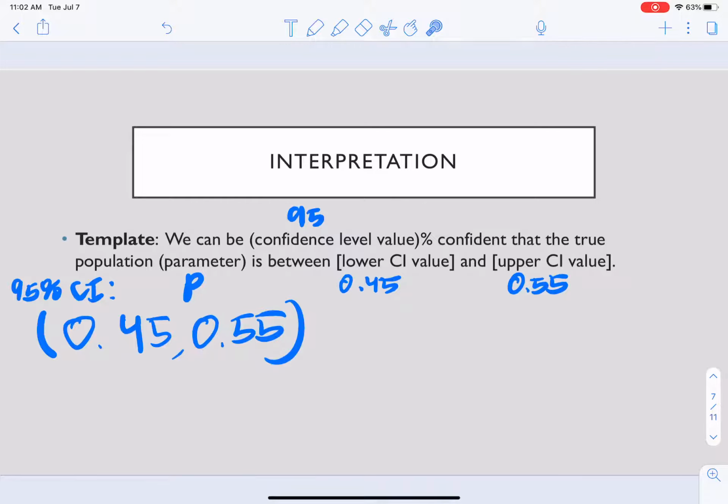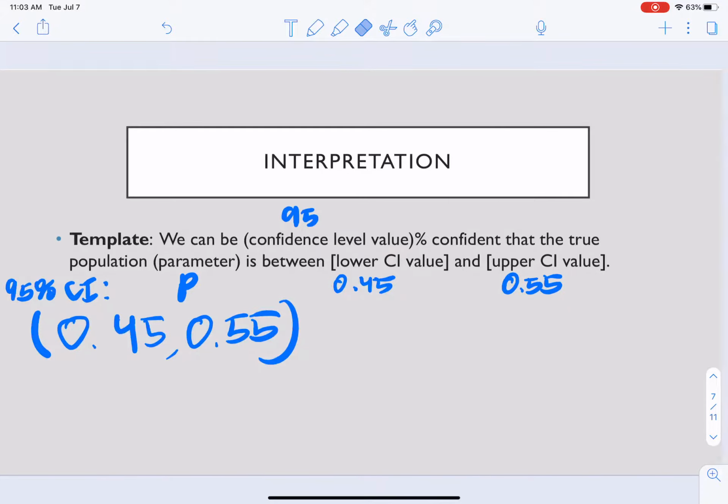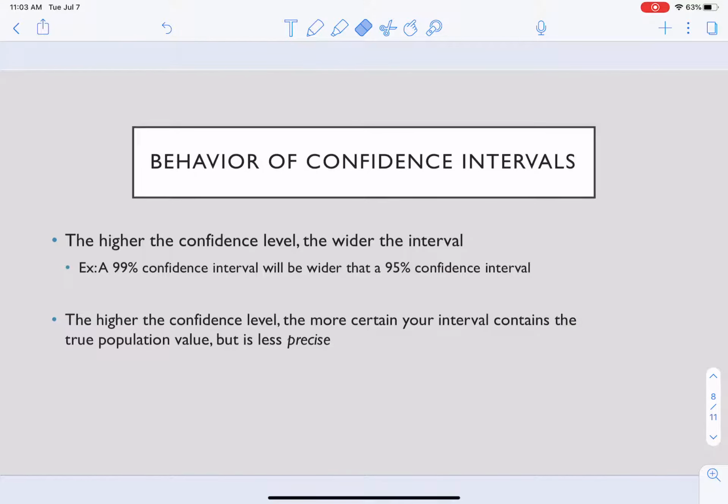Okay, so we talked about the interpretation and the confidence level, sort of what that means. And we can change this too. But what happens when we change the confidence level? Well, friend, that is a great question. The higher the confidence level is, it turns out the wider the interval becomes. So in this instance, a 99% confidence interval will be wider than a 95% confidence interval. So when the confidence level goes up, the interval becomes wider.